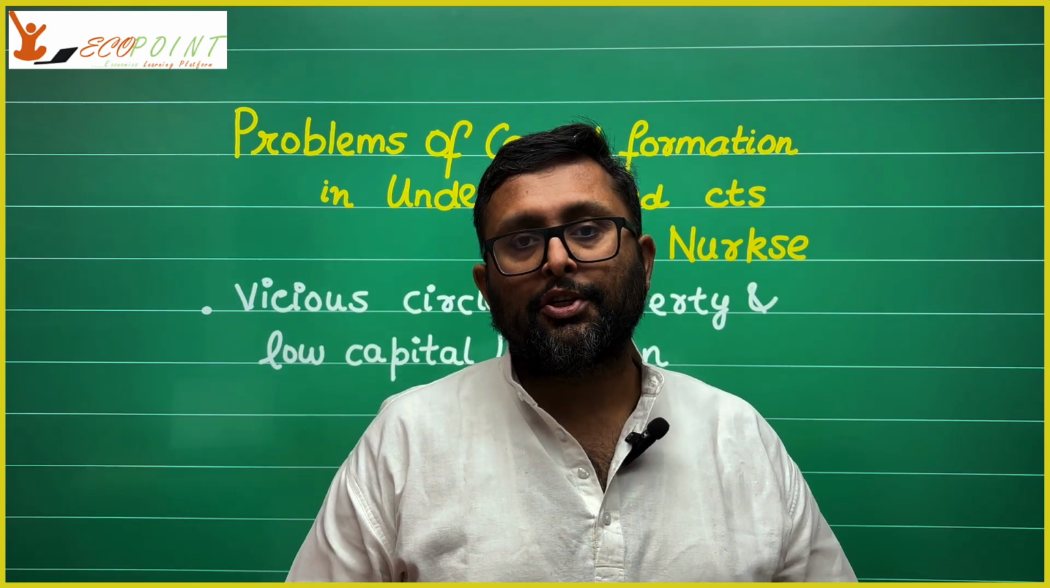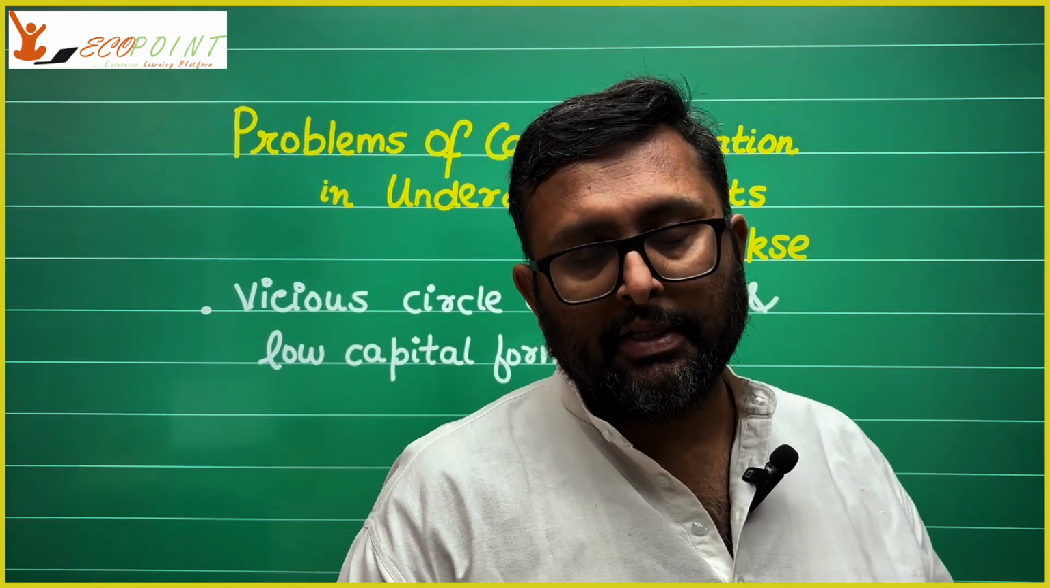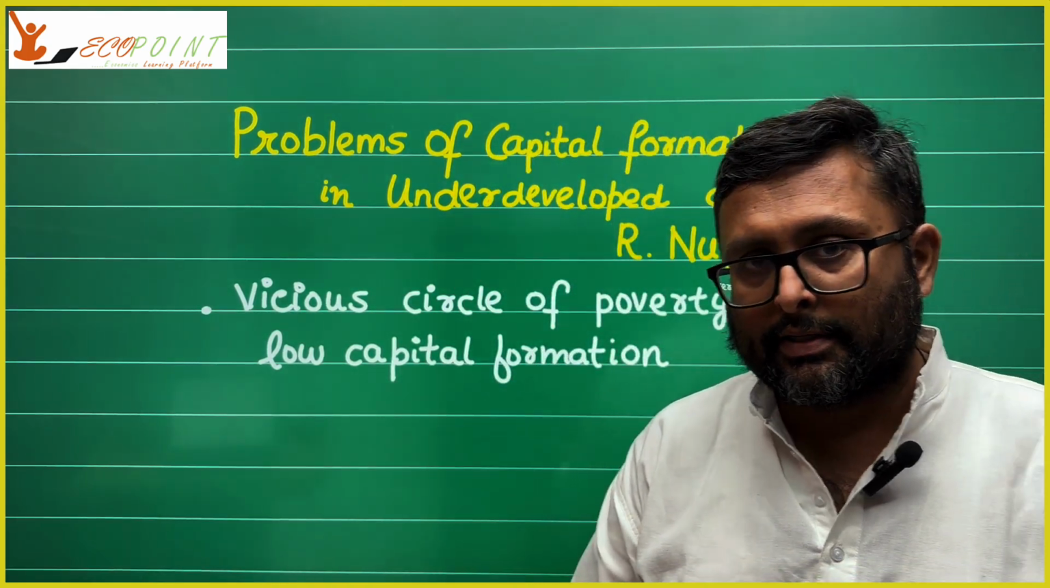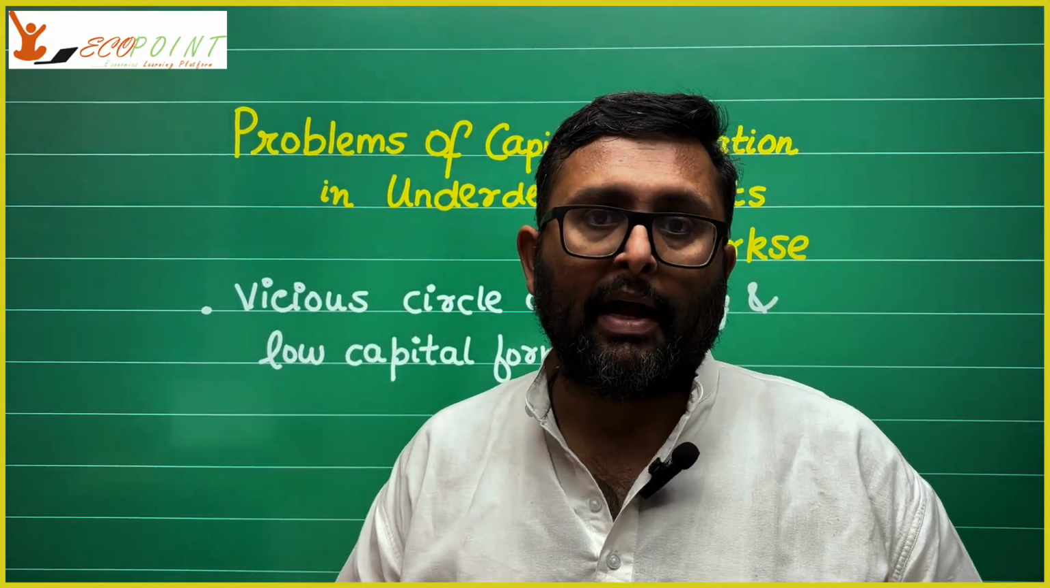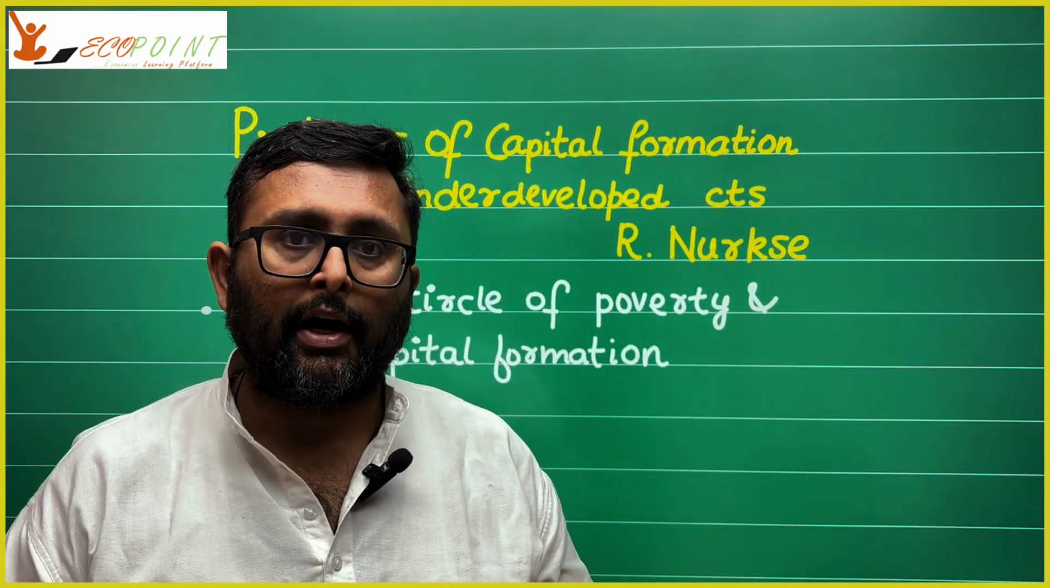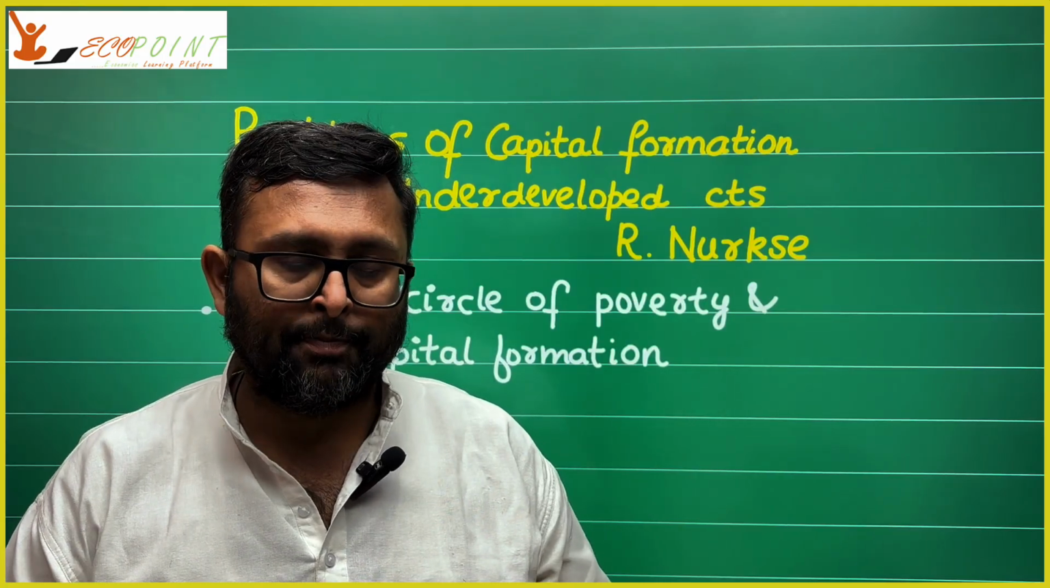Problems of capital formation in underdeveloped countries. This is the reading by Ragnar Nurkse. So the first point is the vicious circle of poverty and the low capital formation in underdeveloped countries, in poorer countries.